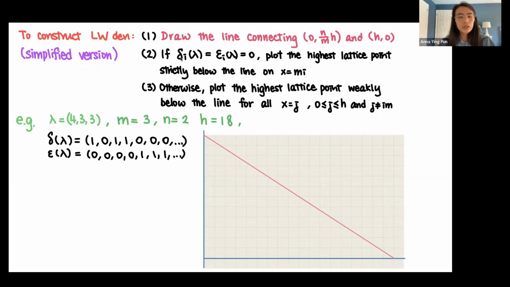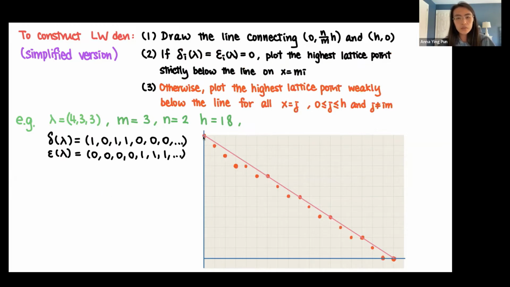If both of the sequences are 0, so these two are 0, then this is when i equals 1. My m is 3, so on the 3 here, I'm going to find the highest lattice point strictly below the line. You can see that this point is also a lattice point, but it is not strictly below, so I choose this one. And there's no other point where both are 0, so that is the only point that we plot.